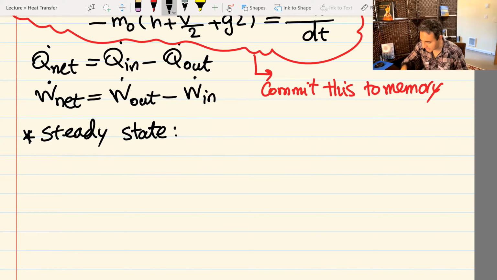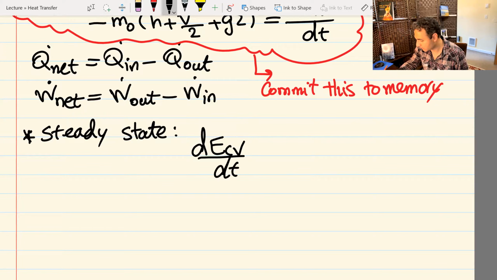So when the process is steady state, this applies to the first law of thermodynamics and every other law: dE_CV/dt becomes 0. Simple. So the first law becomes even easier. So the right-hand side becomes easier.